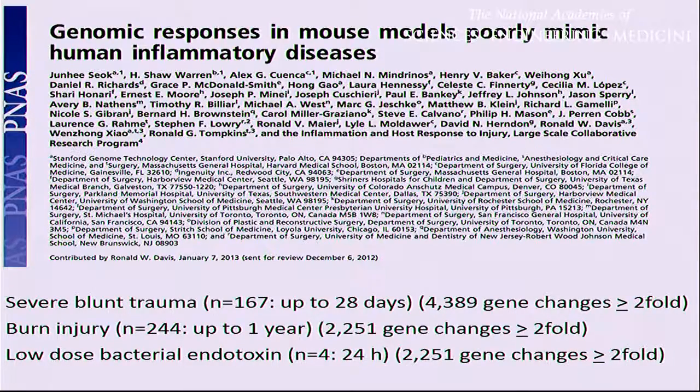For severe blunt trauma, there were 4,389 gene changes compared to controls that were greater than twofold. For burn injury, 244 individuals were studied up to 1 year, again with serial follow-up measurements, and 2,251 gene changes were observed. And the classic inflammatory stimulus, bacterial endotoxin, was studied in four individuals. Short-term responses at 24 hours, and again there were 2,251 gene changes. The comparisons made in this study were human to human across different stimuli, mouse to mouse across different stimuli, in terms of the genes expressed, as well as across the species. So what did they find?